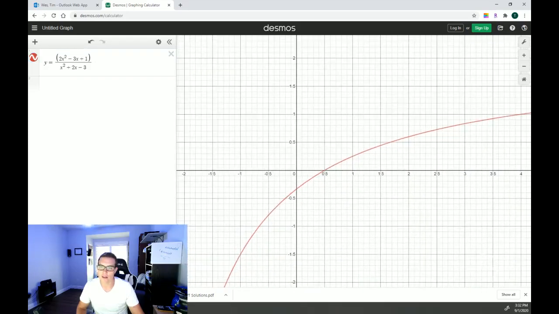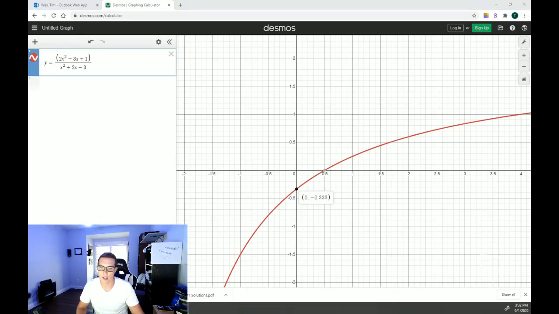Other things we found. I have it on my other screen. You don't, but that's fine. You can look back. We found a root at 1/2. Does that look logical? Yes, it does. There it is, our root at 1/2. Other things, we found a y-intercept at -1/3. There it is. Very nice.